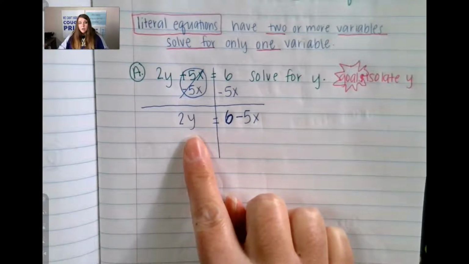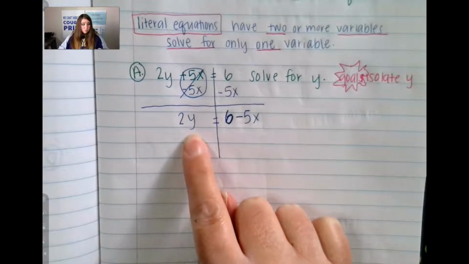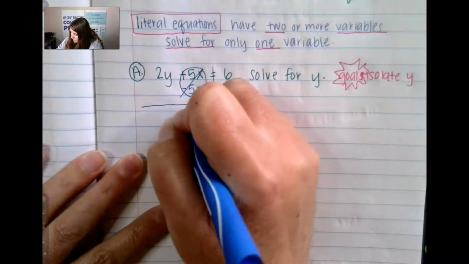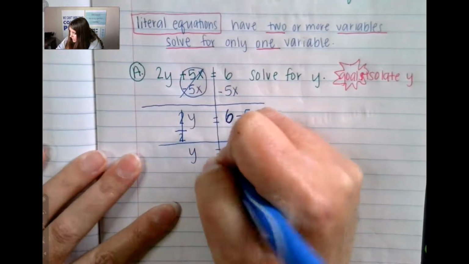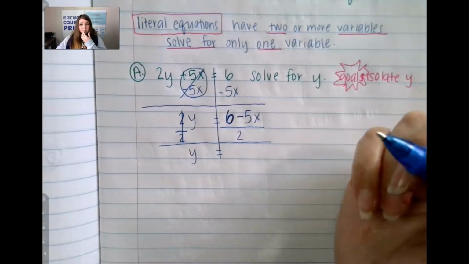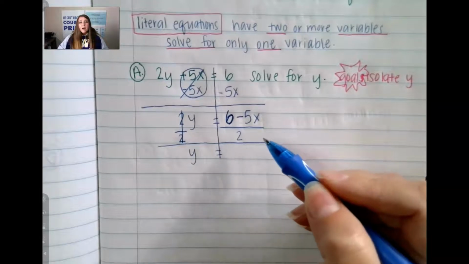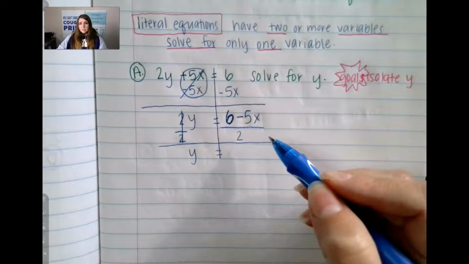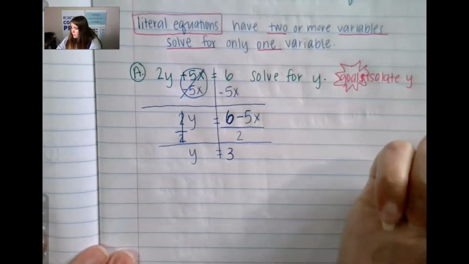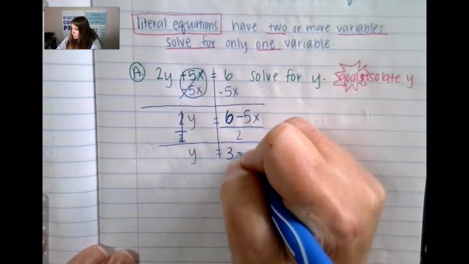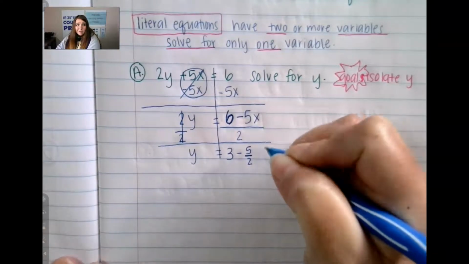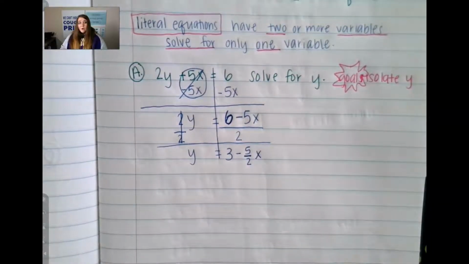So now I'm going to solve by dividing. So I'm going to divide by 2. So divide by 2, that gives me 1y, and I'm going to divide by 2. Now, once I've divided by 2, I've divided this whole entire thing by 2. I'm going to rewrite this in a simplified form. So 6 divided by 2 is 3. And I have negative 5 over 2, because 5 cannot be divided by 2. It's still a fraction, x. So I've simplified this down.